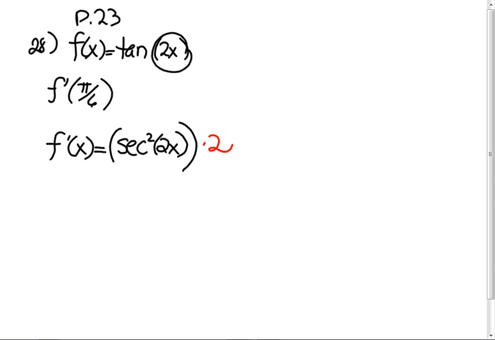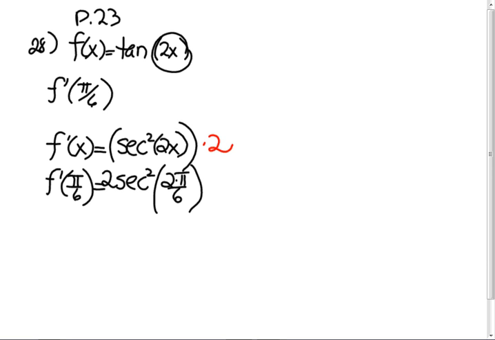Should I have put in pi over 6 to begin with, or should I do it now? If I put it in to begin with, what's the derivative of the tangent of whatever that is? It's 0, isn't it? You always do your derivatives and then substitute in. Okay, so now I want f prime of pi over 6. So that's equal to secant squared of 2 times pi over 6. And there's a 2. Let me put the 2 in front so I don't get it confused with the angle, because it's not times the angle.